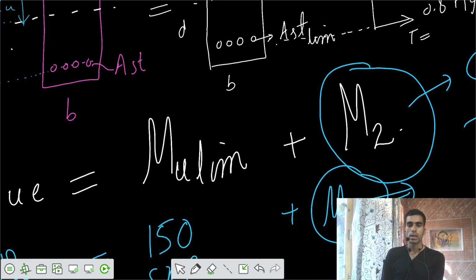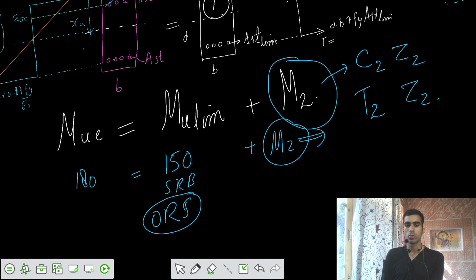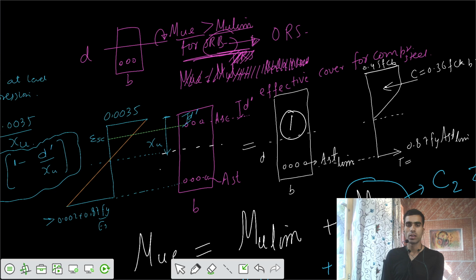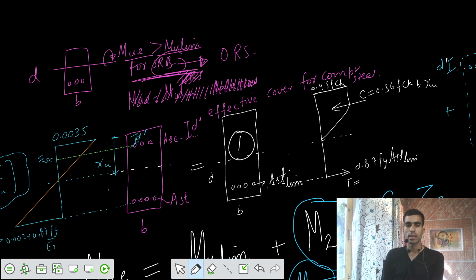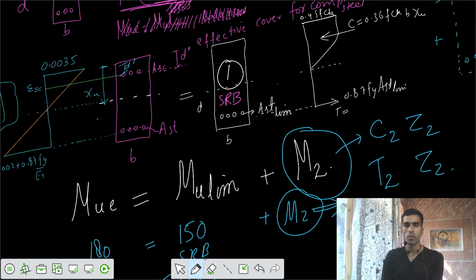Now, we know how to get the limiting moment of resistance. So we are treating the doubly reinforced beam as a sum of two different beams. One of the beams acts as a singly reinforced beam with steel provided as area AST limiting. We provide steel equal to AST limiting in beam 1, and we know how to get the area of steel corresponding to a singly reinforced beam.